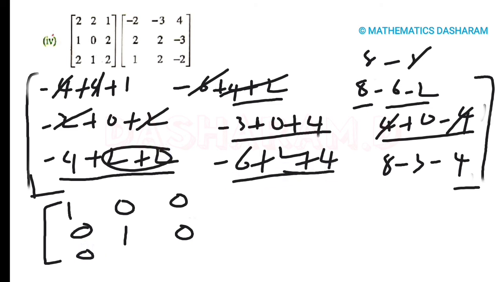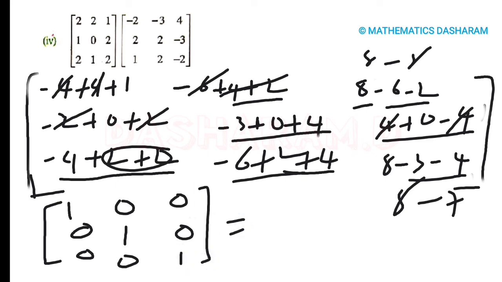Minus 6 plus 6 answer is 0. And here minus 3 minus 4 is minus 7 and here 8. 8 minus 7 answer how much? 1. So it is which type of matrix? Exactly I3. I3 means identity matrix. 3 means its order. So its order is 3 by 3. So it is denoted with I3 also.